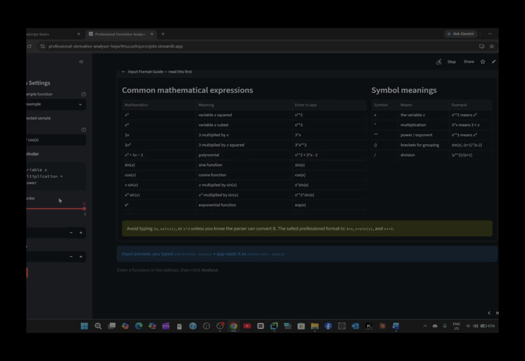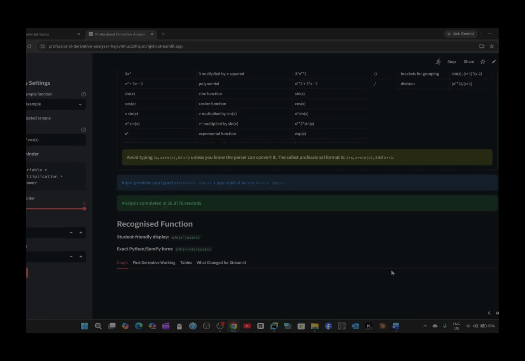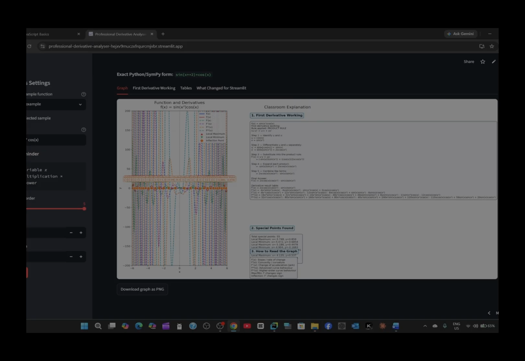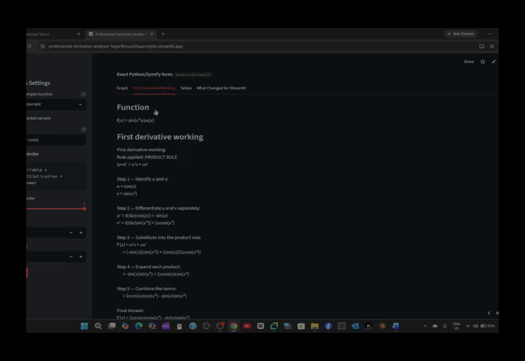This one is a bit harder too, because it will be sine x squared times cos x, so that's quite big. Let's look at the outcome. That's it. This is the answer, explaining where you get the first derivative from. This one is a bit hard to read, so clicking here will be easier. Click on first derivative working. You see sine x squared times cosine x, first derivative working.